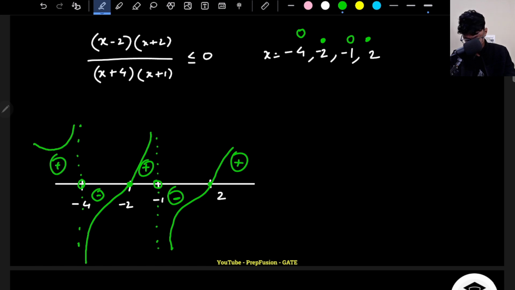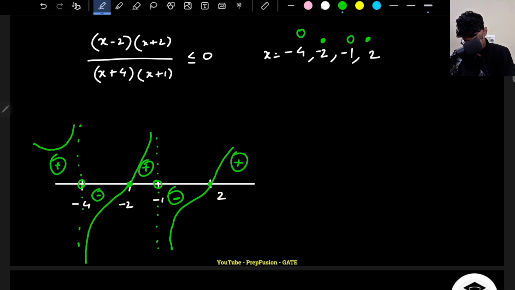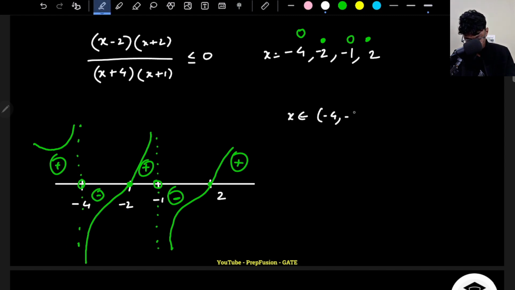Plus. So my region of interest is the negative and equality region. So x equal to minus 2 and plus 2 will also be included. And what are the regions? The negative regions, I will start from the left hand side. The negative region starts from minus 4 to minus 2, and minus 4 is not included obviously due to the denominator. Minus 2 will be included though, because I have the equality sign here.